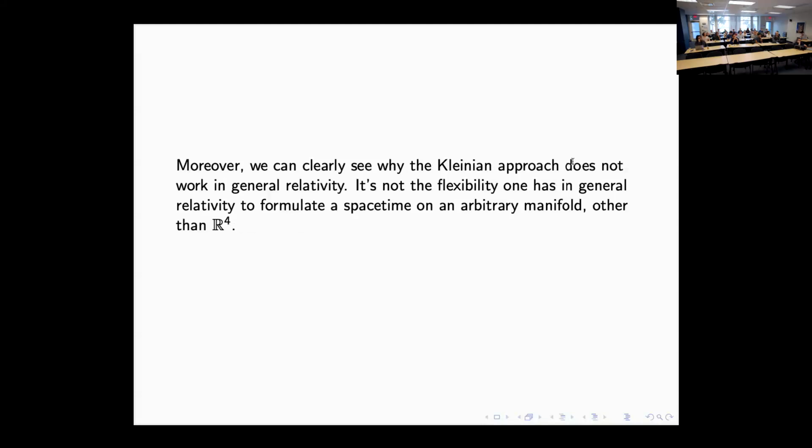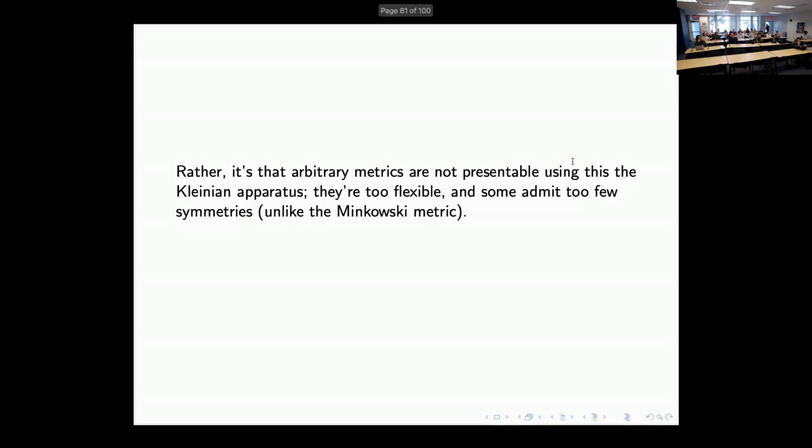Okay, it is not the additional flexibility one has in GR to formulate a spacetime over an arbitrary manifold rather than R4. So the Heraclitus spacetimes that we are using to generate our first theorem have underlying manifold R2. It's not the manifold weirdness that you get moving from special relativity to general relativity. Rather, it's the metric flexibility that you have. So arbitrary metrics are not presentable using this Kleinian apparatus. They're way too flexible. Some admit too few symmetries. The Minkowski metric admits a ton of symmetries. General relativity metrics do not admit this many symmetries.